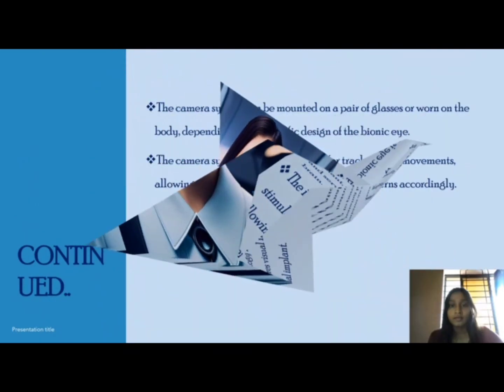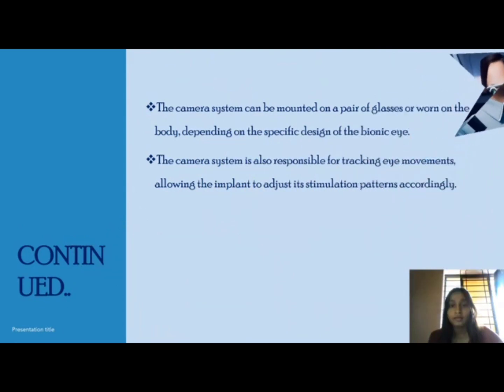The camera system can be mounted on a pair of glasses or worn on the body, depending on the specific design of a bionic eye. The camera system is also responsible for tracking the eye movements, allowing the implant to adjust its stimulation pattern accordingly.